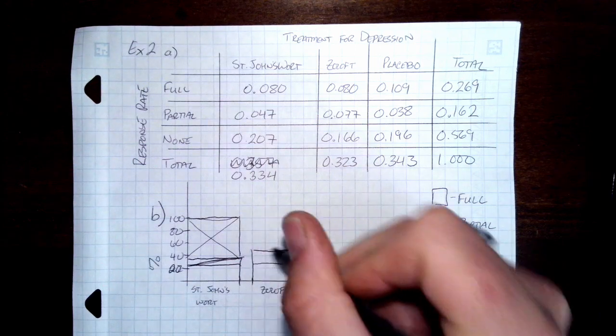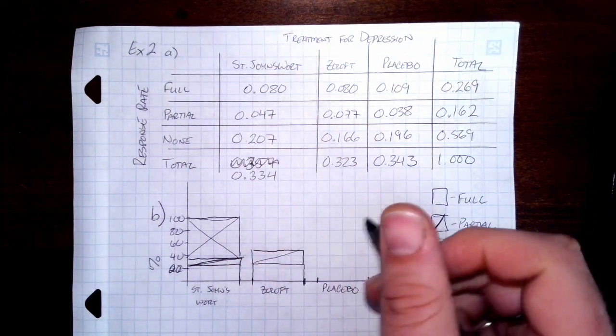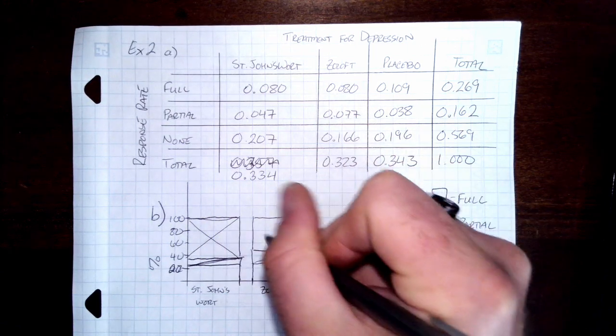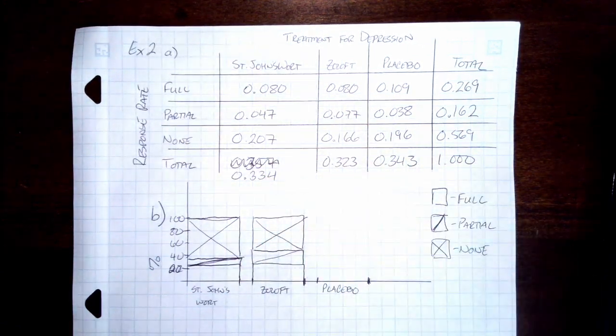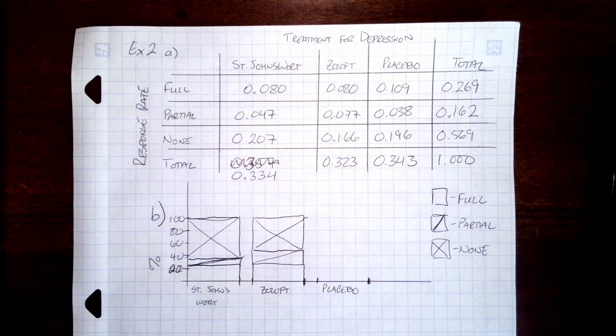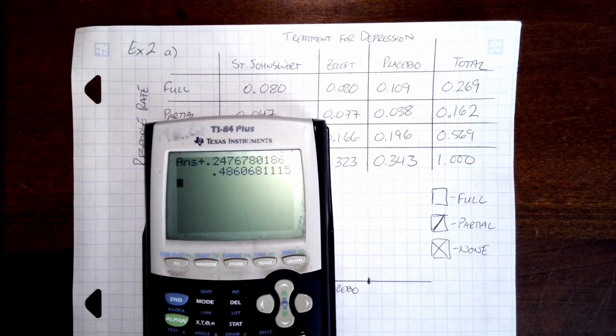So partial response seems to be a little bit better with the Zoloft. And then the rest had no response. But that's not super changed from what we saw before. It's still kind of the same full response rate and maybe a little bit of a difference in the partial response rate. But it doesn't seem to have made a big improvement.